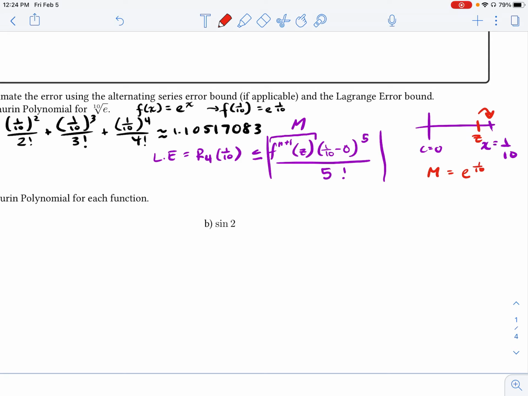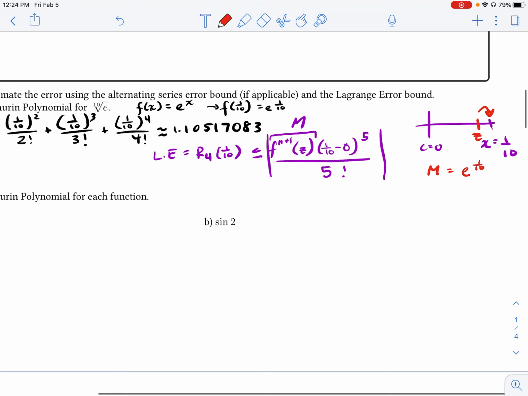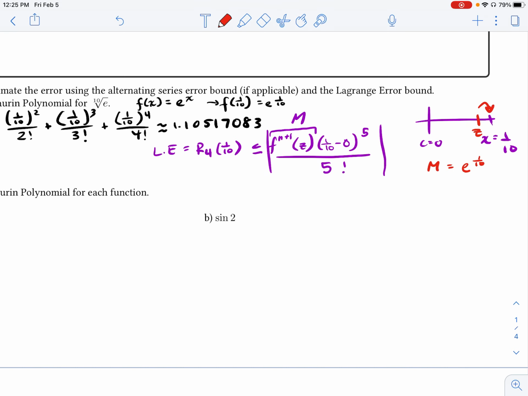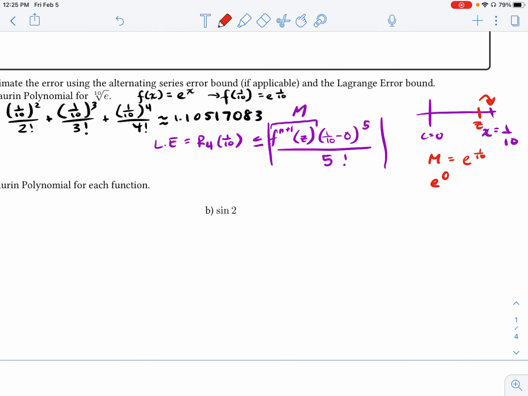Pragmatically speaking, the whole purpose of this is to come up with an m value that we know is going to overestimate, or give us the largest possible error, within a reasonable extent. So this is where we just use some number sense. I know e to the 0 power is equal to 1, and e to the 1 power is approximately 2.718, or the value of e. So if I'm trying to give an overestimate for e to the 1/10, it probably makes sense to use a number that's closer to 1 than it is to 2.718, right?